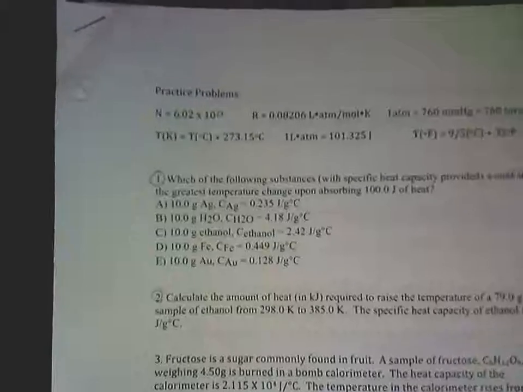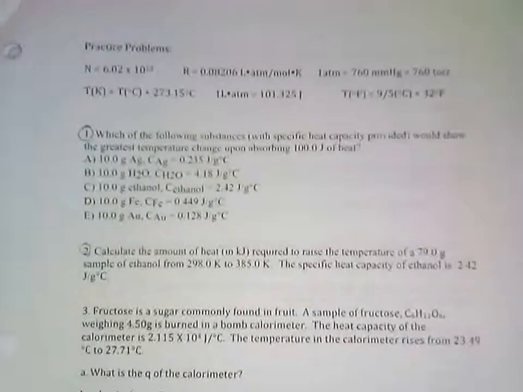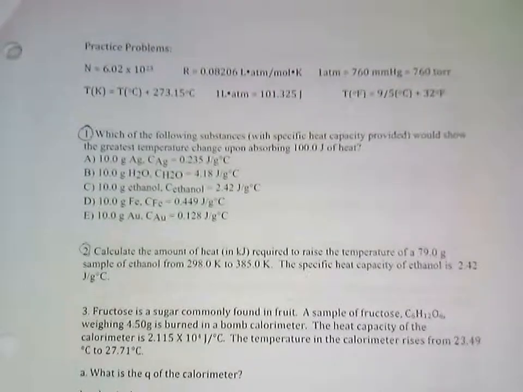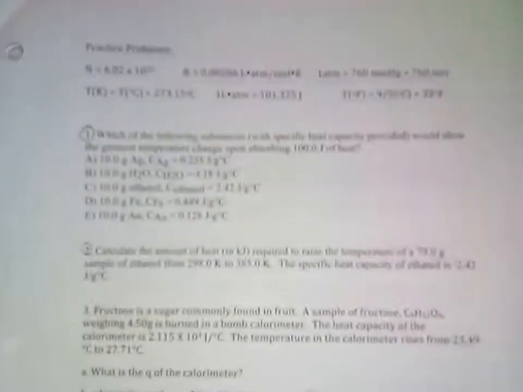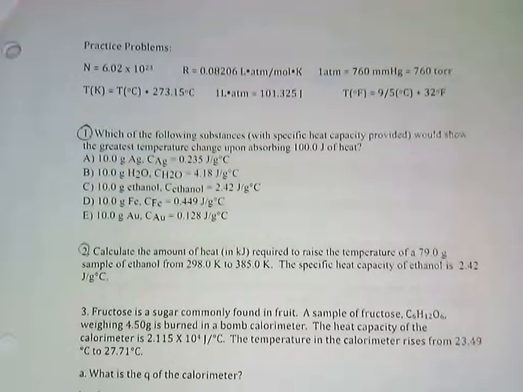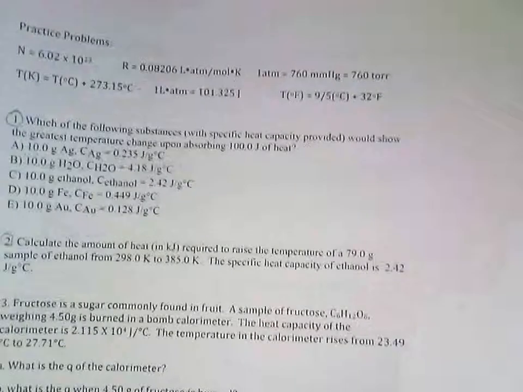All right, number 1. Which of the following substances that have their specific heat given have the greatest temperature change upon absorbing 100 joules of heat? So to make this easy, I made them all the same mass. So what we're going to do is we're going to think through what the answer to this is.